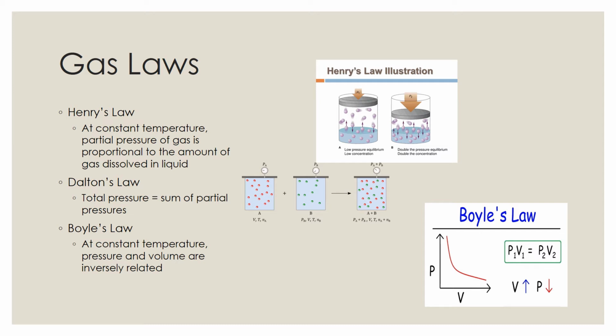A couple of others to keep in mind. Dalton's law is that the total pressure of gas in a system is the sum of all of the partial pressures. So partial pressure of A plus partial pressure of B equals A plus B. Boyle's law, another one that comes up commonly, says that at constant temperature, pressure and volume are inversely related. So P1 times V1 equals P2 times V2.